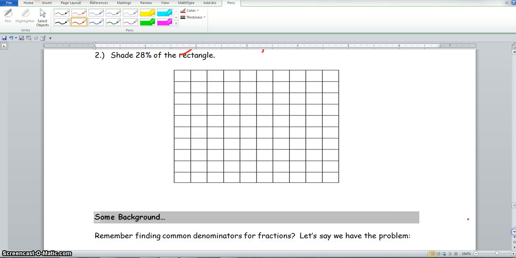Now we scroll to number 2. Shade 28% of the rectangle. If you count the boxes here, it's 100 boxes. Remember, percent means out of 100. So we just need to shade in any 28.